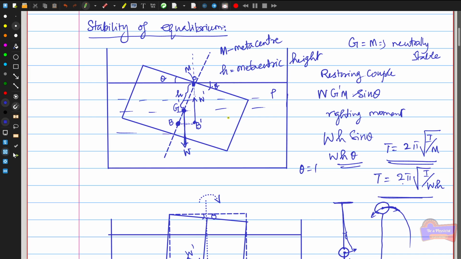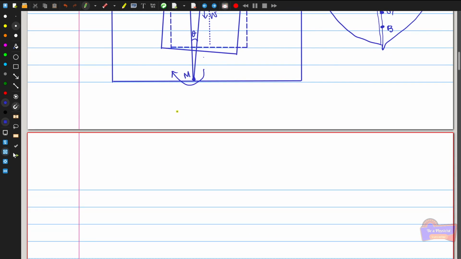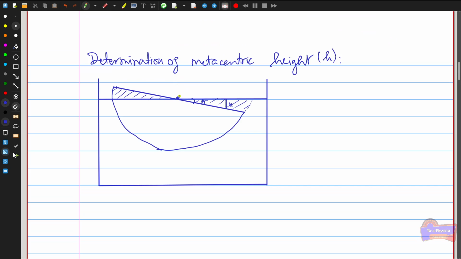Now we are looking into the theory of how to determine this metacentric height using a small experiment. Consider the same experiment, the ship with this center of position, and if there is a small deviation through an angle theta, then a wedge shaped portion of the ship is immersed on the right hand side, and an equivalent wedge shaped portion is raised above the water on the left hand side, so we consider the wedge shaped portion.